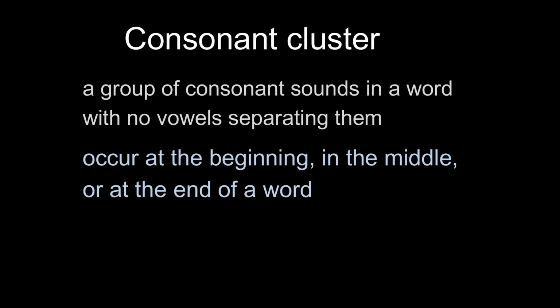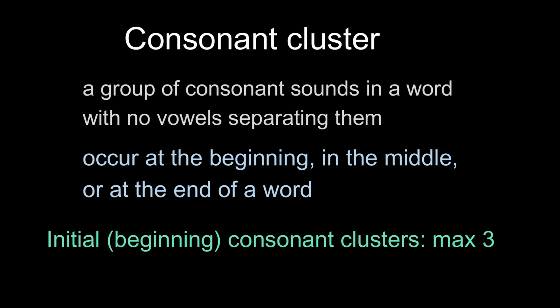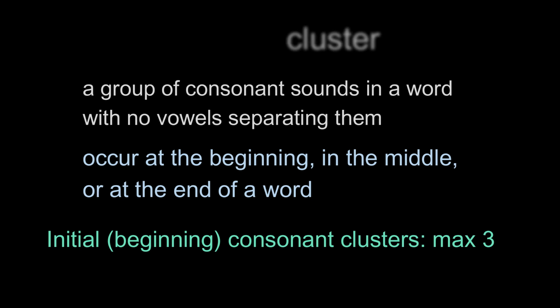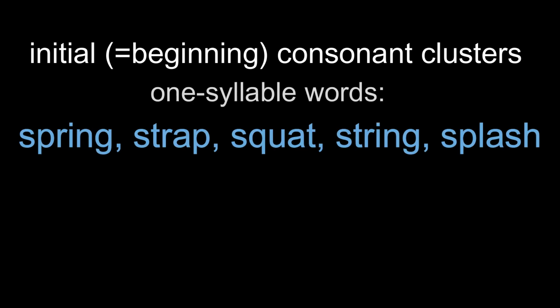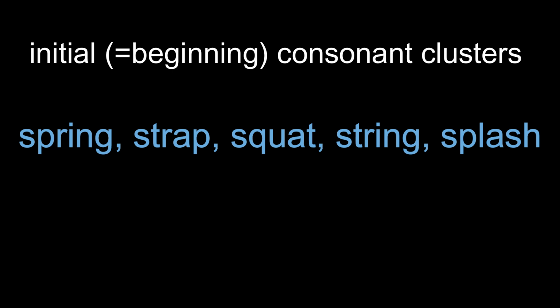Consonant clusters can occur at the beginning, in the middle, or at the end of a word. Consonant clusters that begin a word are called initial consonant clusters. There can be a maximum of 3 initial consonants in a cluster. For example, all of these are one-syllable words: spring, strap, squat, string, splash. The above words contain 3-letter initial consonant clusters.